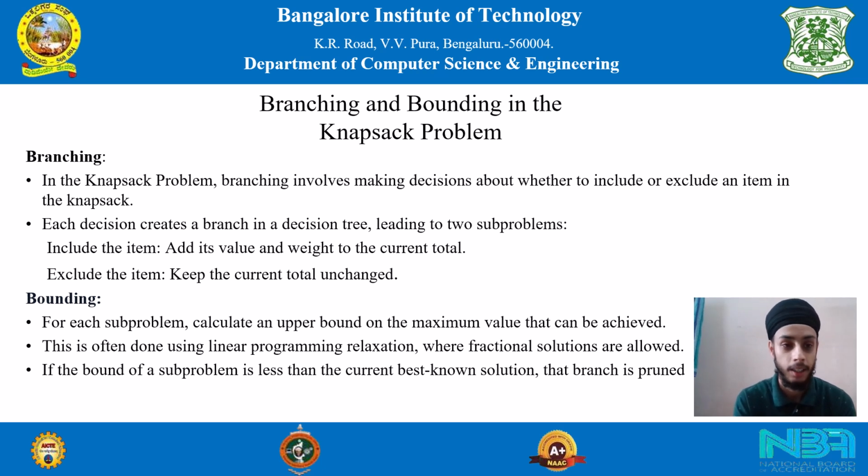It can be done by using the linear programming formula, where fractional solutions are also allowed. That means we consider profit by weight, which helps us calculate the upper bound. And if the bound of the sub-problem is less than the current total, like the current upper bound, then we have to discard that branch.